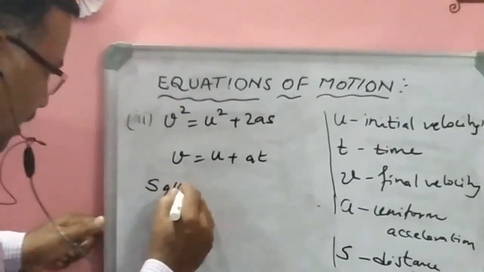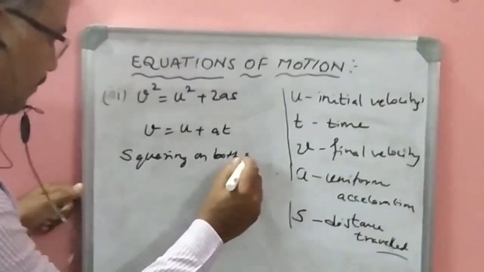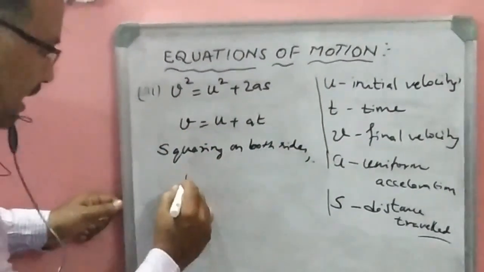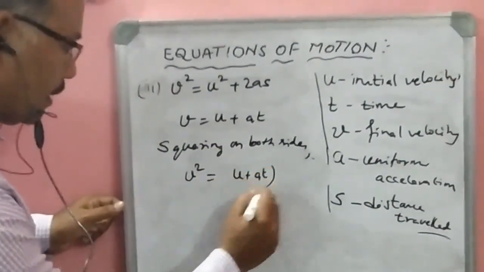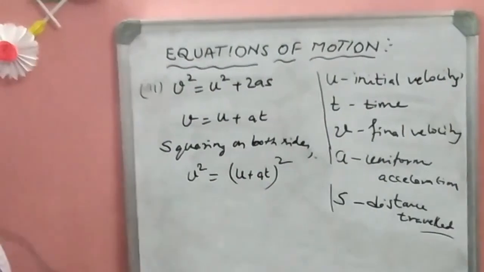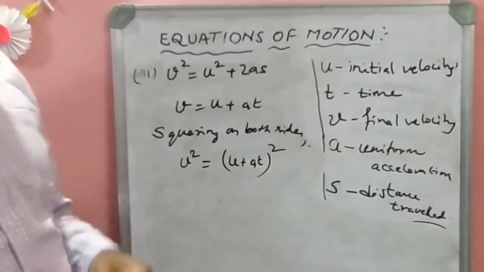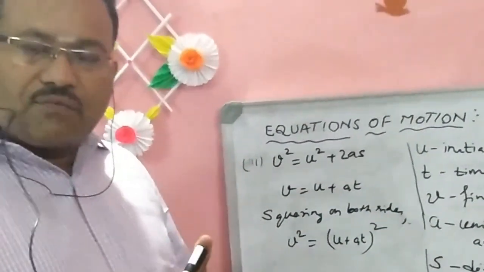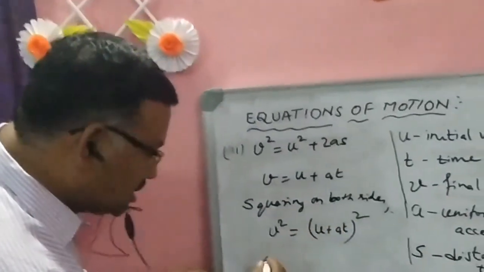Squaring on both sides of the first equation, what we will get? Left side v square, right side u plus at, the whole square. You are squaring on both sides. This u plus at whole square is in the form of a plus b whole square. So you know the formula, a plus b whole square. What is the formula? a square plus 2ab plus b square. So in the same way you expand this also.